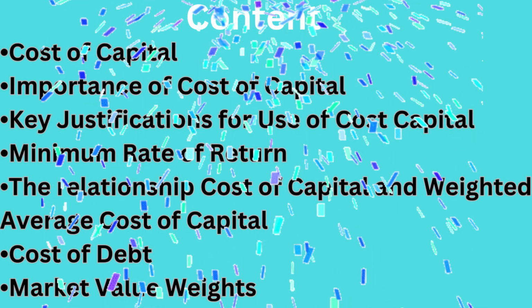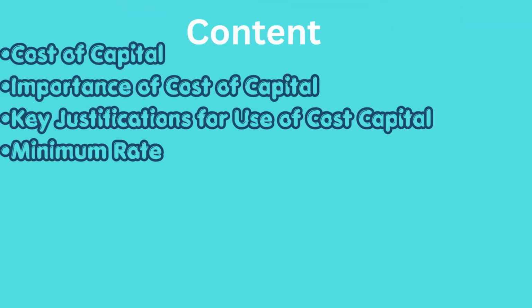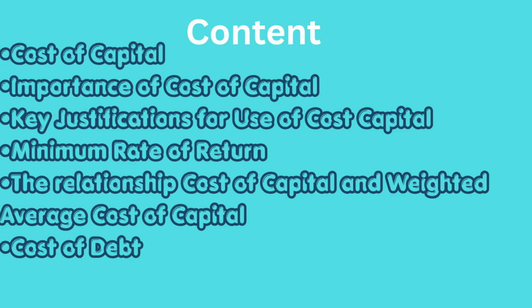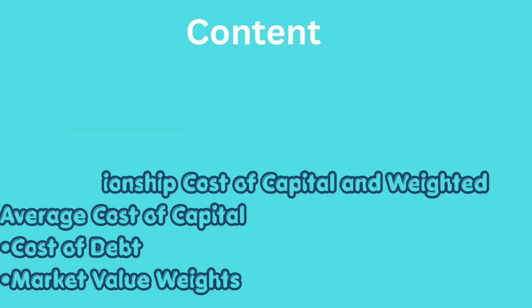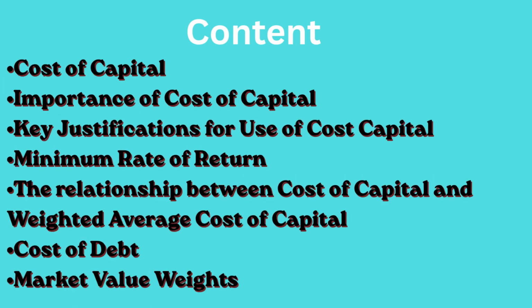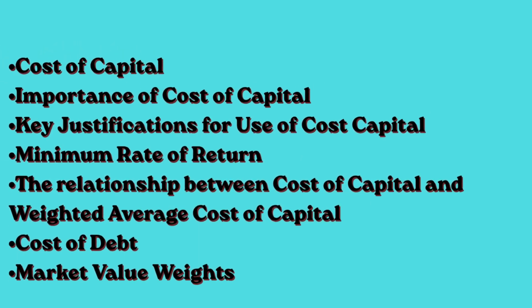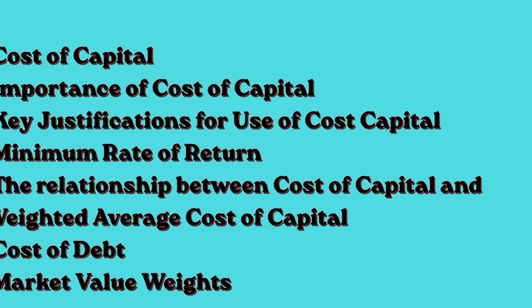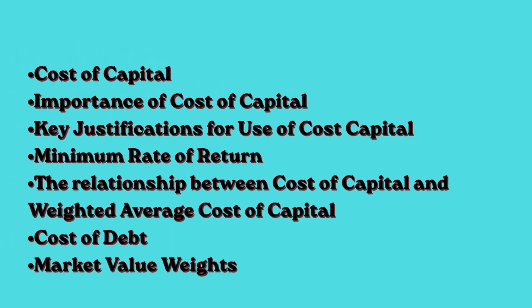Okay, let's see this video content. First one is the cost of capital. Second one is importance of the cost of capital. Third one is key justification for the use of cost of capital. Fourth one is minimum rate of return. Fifth one is the relationship between cost of capital and weighted average cost of capital. Next one is cost of debt, and final one is market value weight.